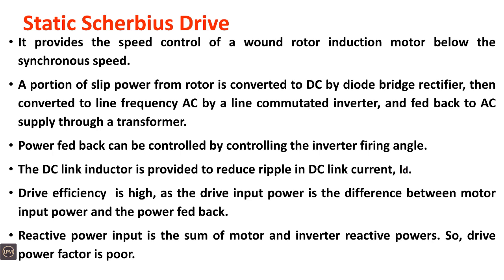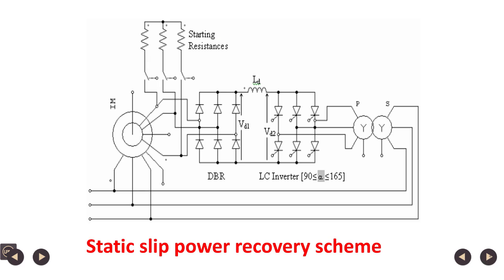The DC link inductor is provided to reduce ripple in the DC link current Id. Drive efficiency is high as the drive input power is the difference between the motor input power and the power feedback. Reactive power input is the sum of motor reactive power and inverter reactive power. So, drive power factor is poor. So, efficiency is better, whereas power factor is poor. These are 2 points.